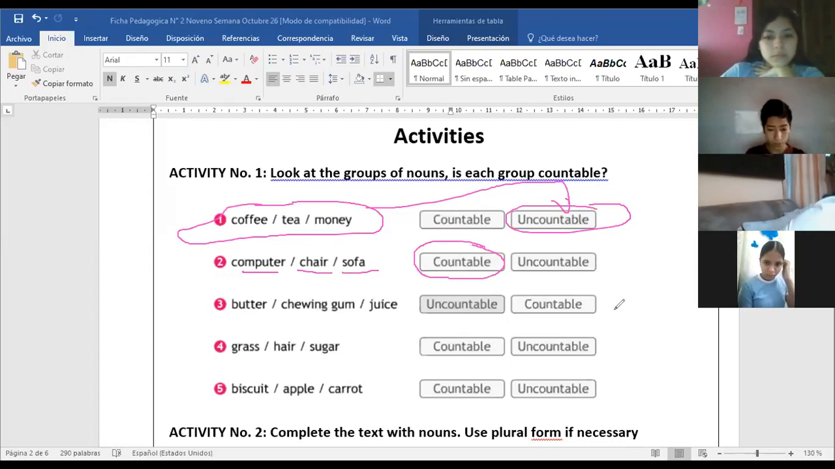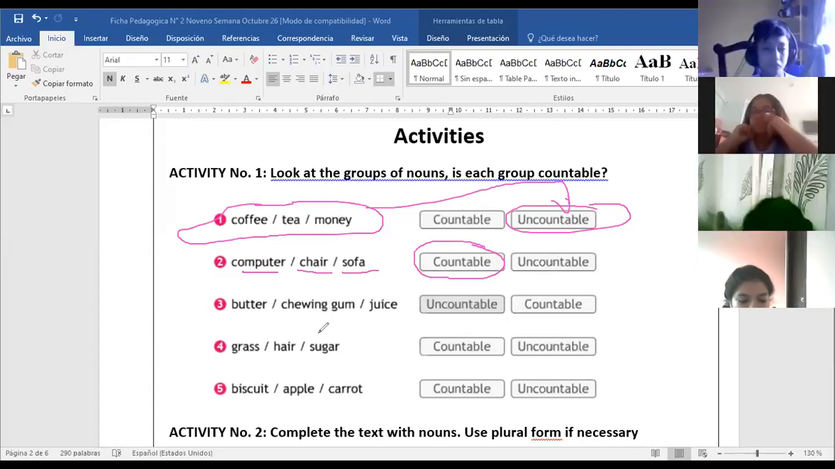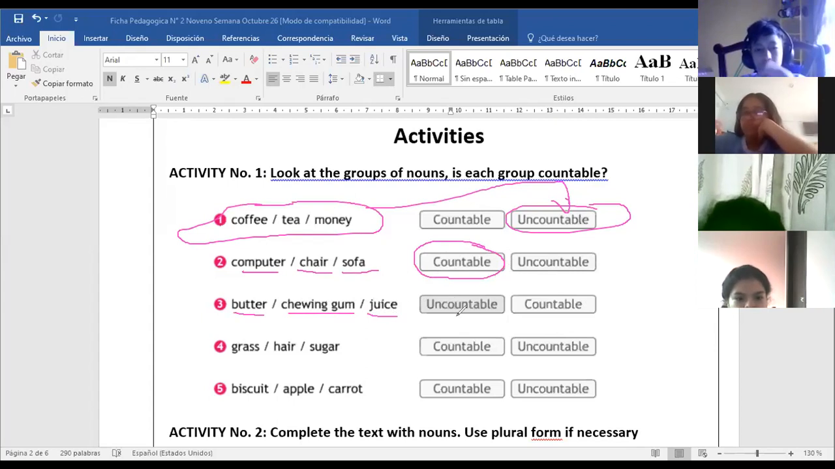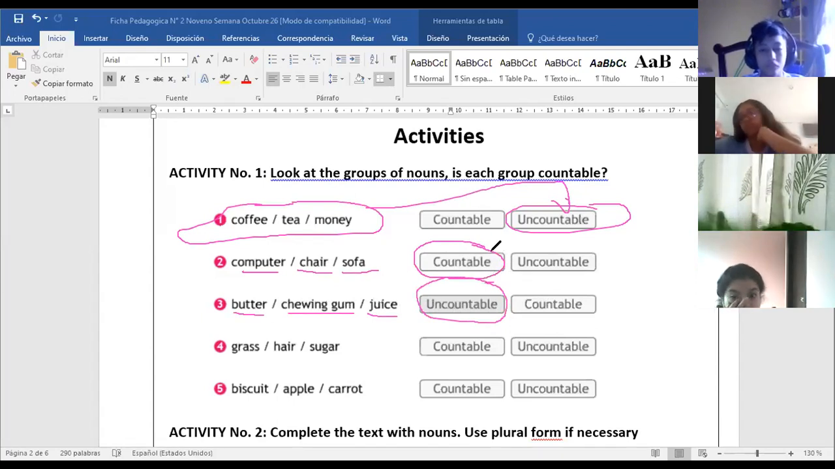Okay, let's do one more. Butter. All right, repeat everybody: butter. Chewing gum. Butter. Juice. Is it uncountable or countable now? Uncountable. Okay. Uncountable nouns. So you have to circle if it's countable or uncountable.